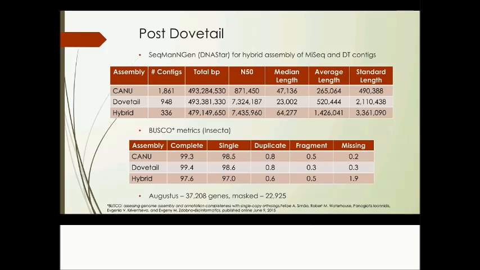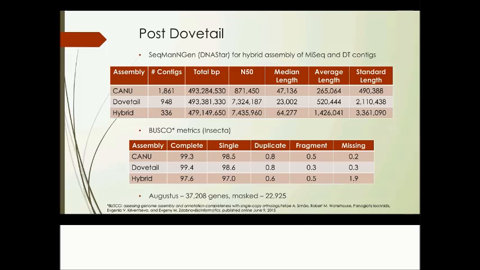And so we took this data. We took the assembly that Dovetail gave us, and we went back and grabbed our MiSeq data again because we have more confidence in the accuracy of that data. So we did a hybrid assembly.